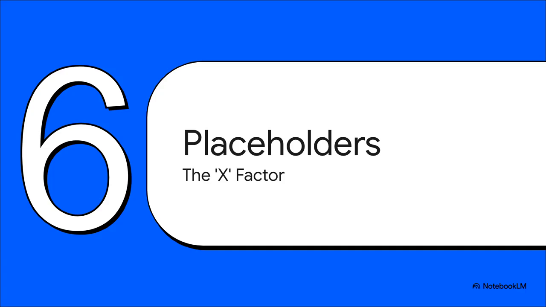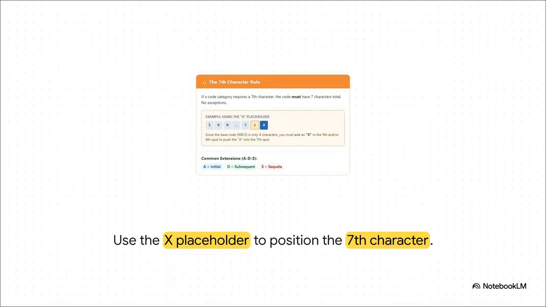Bringing us to Section 6, Placeholders and Extensions, or as I call it, the X factor. This next structural rule is absolutely vital, especially for the injury, trauma, and obstetrics chapters. If a code category requires a 7th character, it must be in the 7th position, period, no exceptions. If your base code is only 4 or 5 characters long, you have to use the dummy placeholder X to fill those empty spaces, which pushes that 7th character exactly where it belongs.